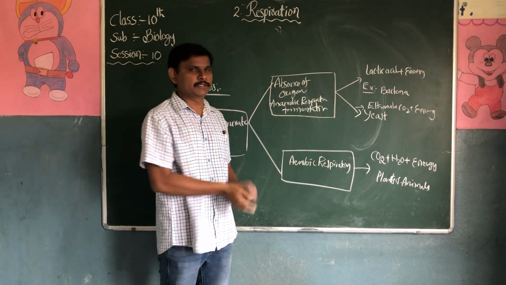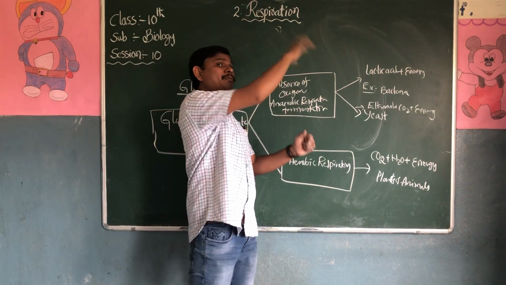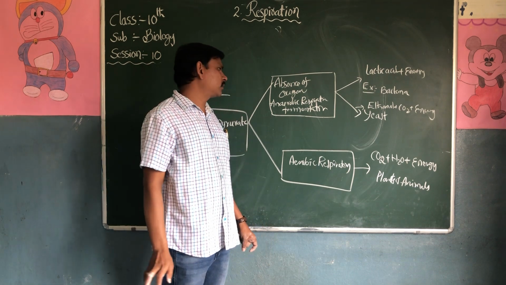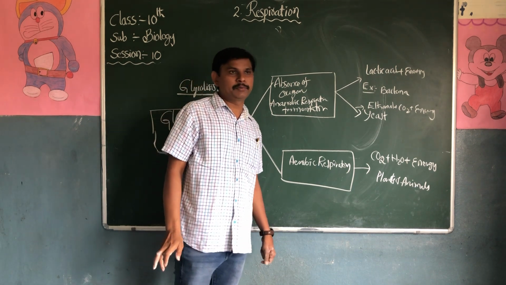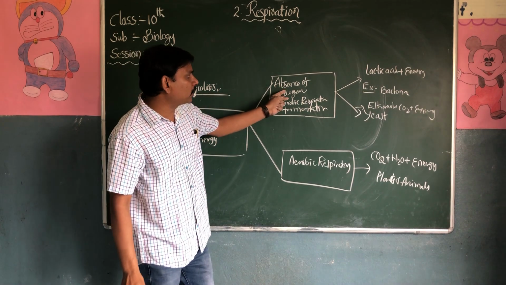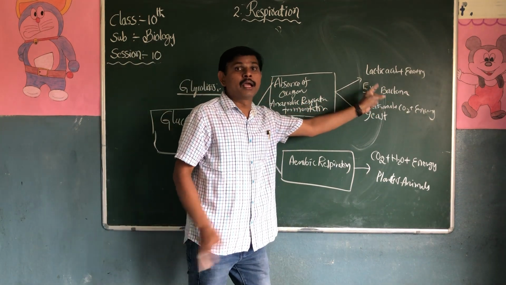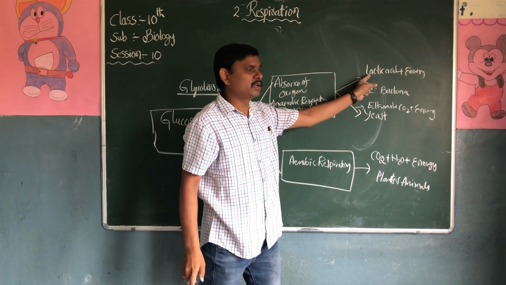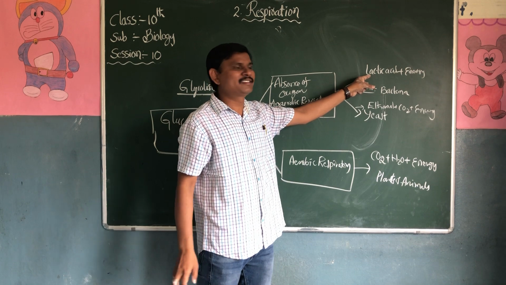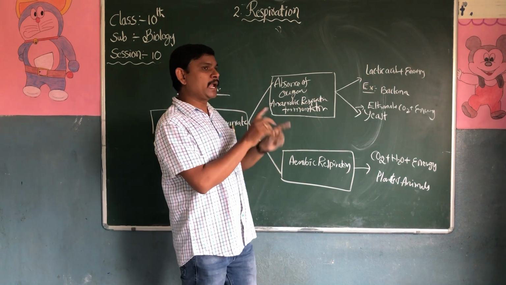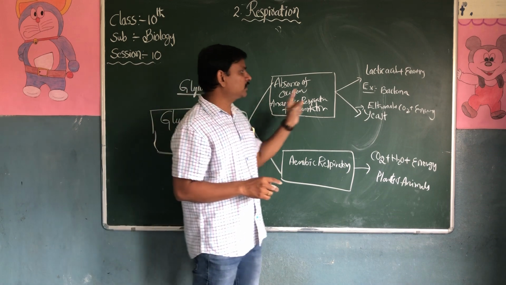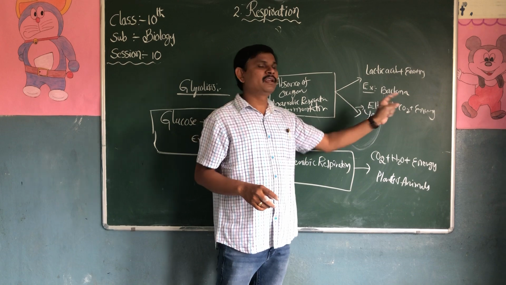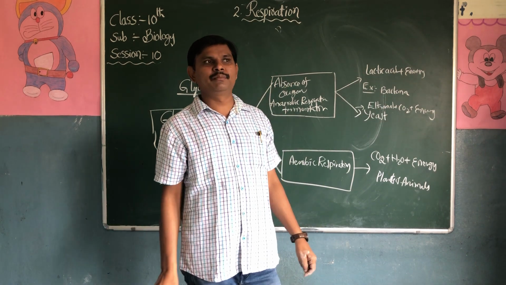What happens in anaerobic respiration? There is a low amount of oxygen or absence of oxygen. When glucose is broken down in bacteria in the absence of oxygen, lactic acid is released and a small amount of energy is released. When glucose is broken down in the absence of oxygen in yeast, ethanol is released, carbon dioxide is released, and small amounts of energy are released.